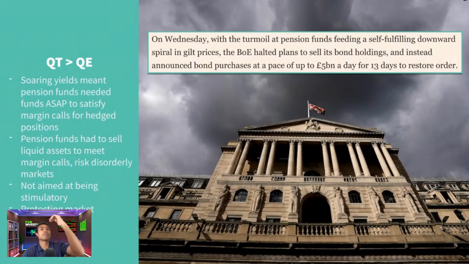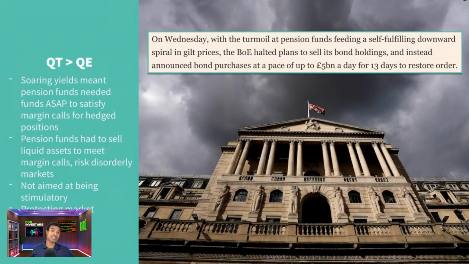But soaring yields meant that pension funds needed funds as soon as possible to satisfy margin calls. Because obviously if yields are going higher, then bonds are selling off rapidly. So they were getting margin calls. And as we mentioned, these pension funds are a key pillar in the economic system. So if they're suddenly getting margin called, what do you have to do? You need to have cash to front up to pay off your margin call. Now, what happens if you don't have cash on hand? And obviously, if these are big margin calls, you're not going to have cash on hand.